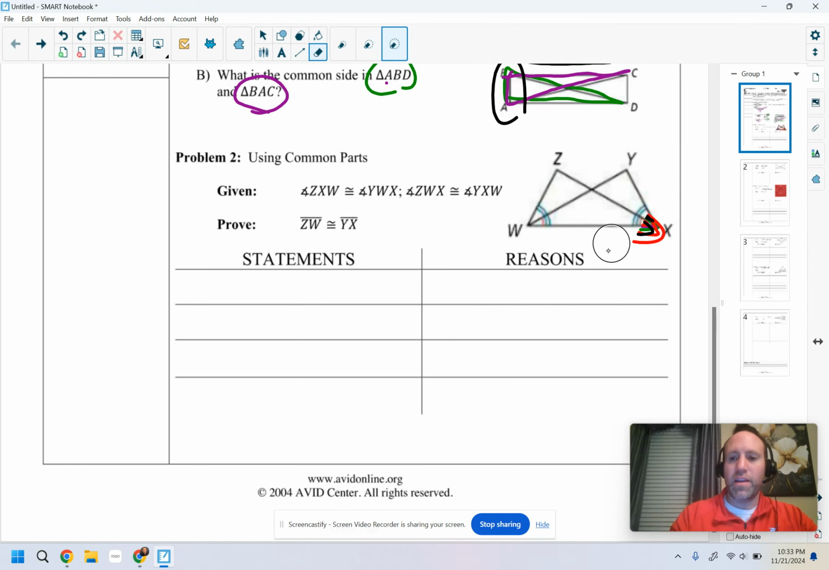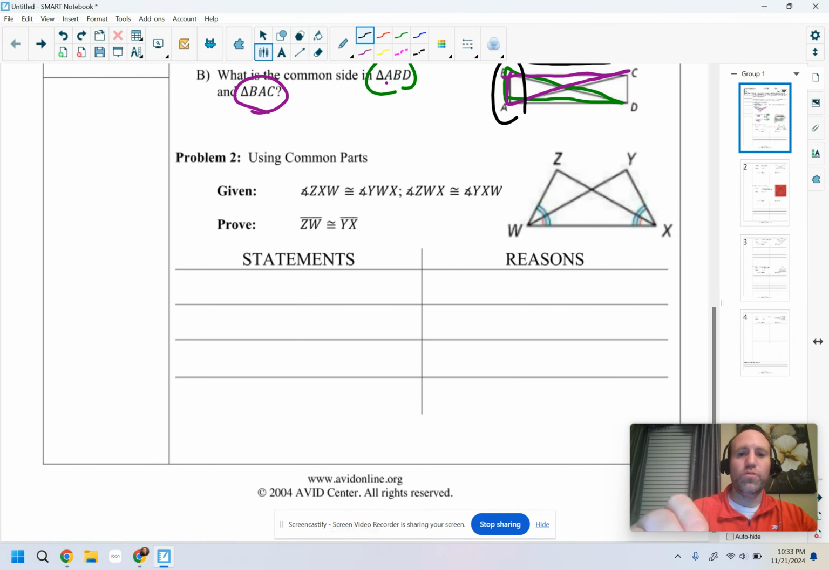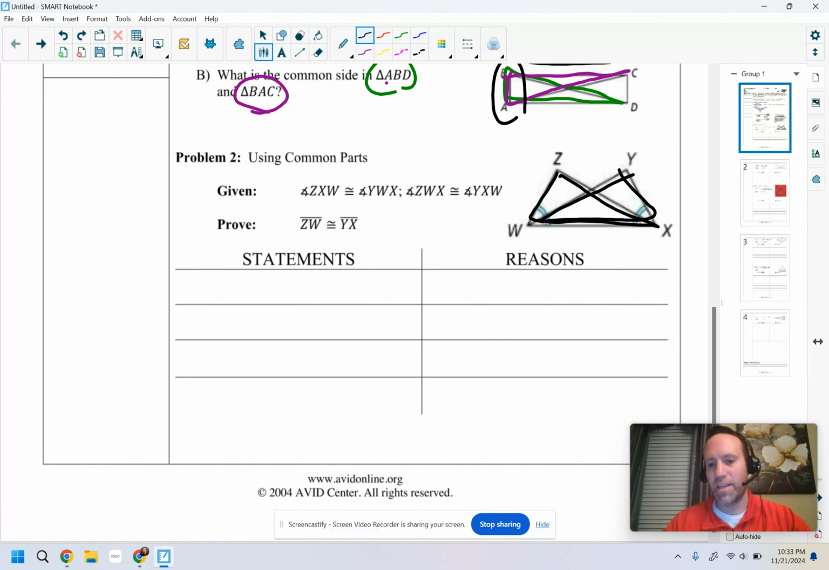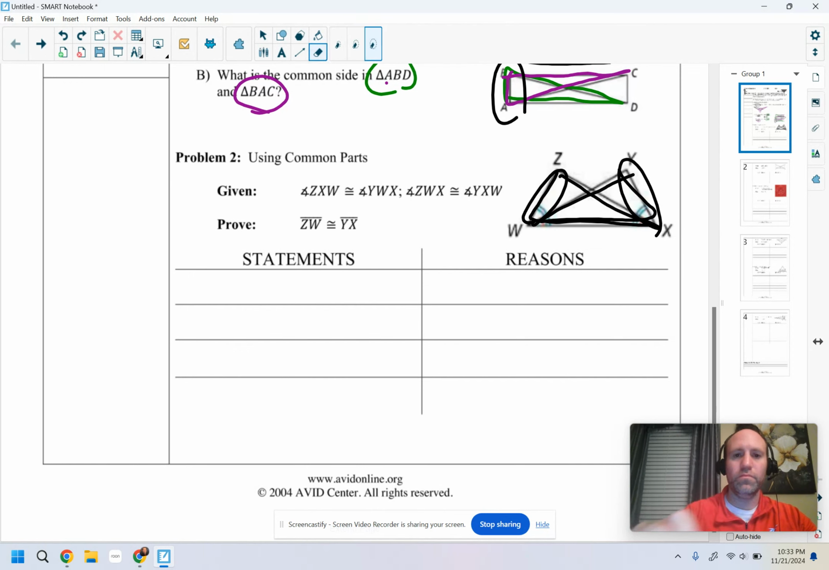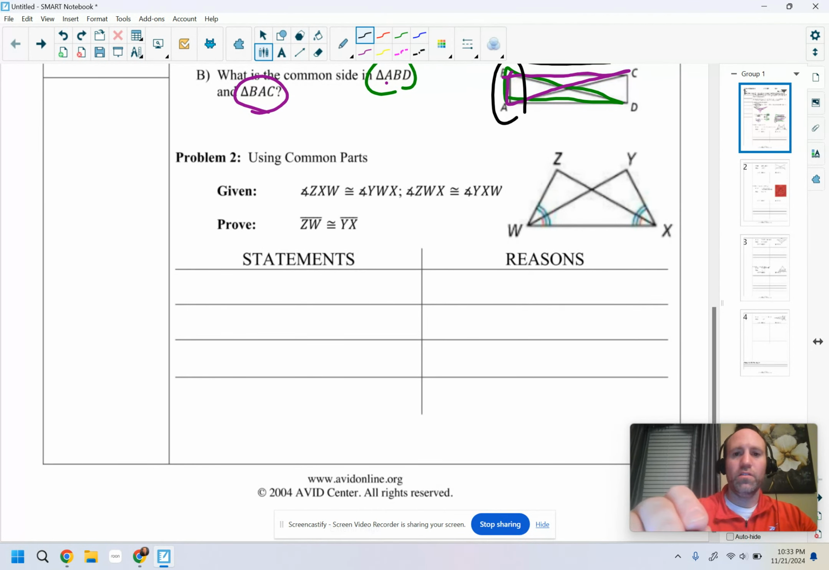So in my mind, if I can prove that those two triangles, meaning this one and this one, are congruent, then I should be able to prove by CPCTC that these two sides are going to be congruent. And that's going to be my approach. So again, those different colors can really help you out here. So I'm going to do ZWX.